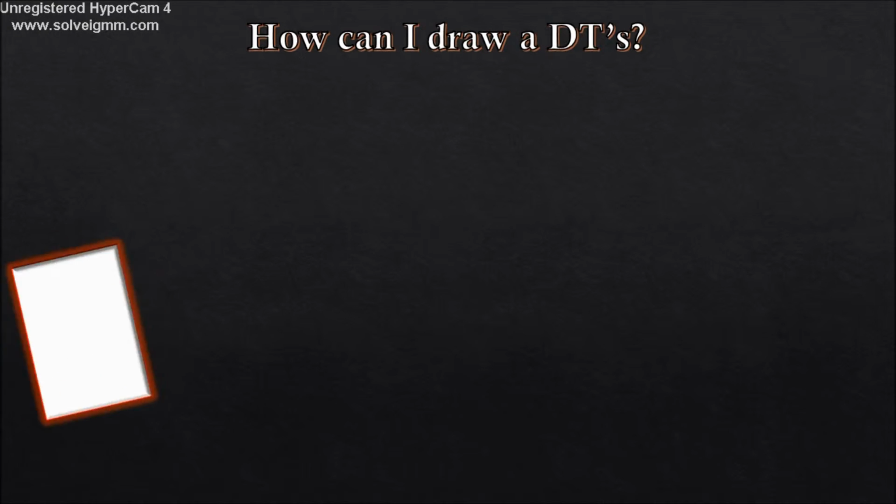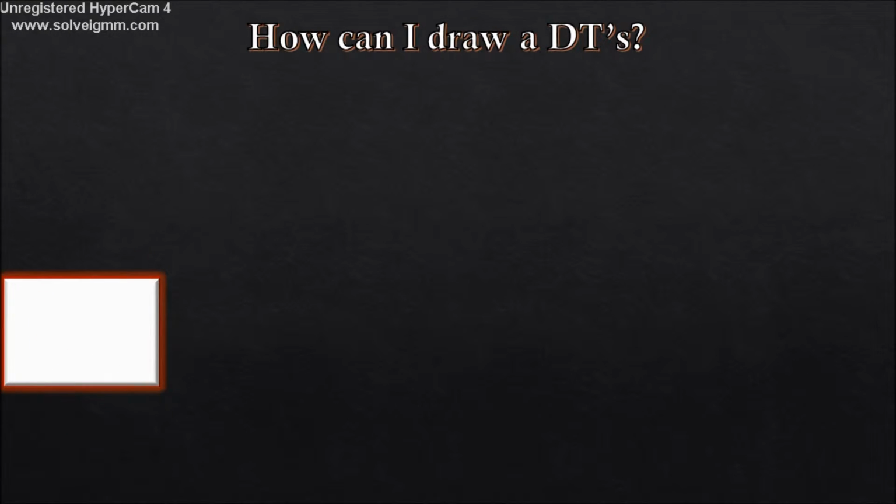How can I draw a decision tree? First, you start by drawing an initial square. You're going to put the goal of the exercise there. After that, depending on the exercise, you're going to choose options. Those options will be represented by lines. Those lines are called branches.